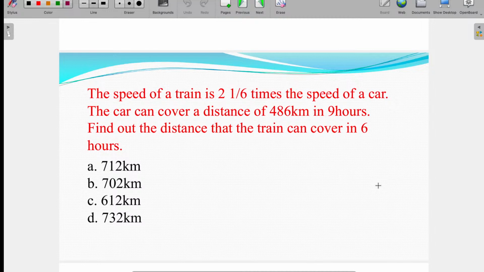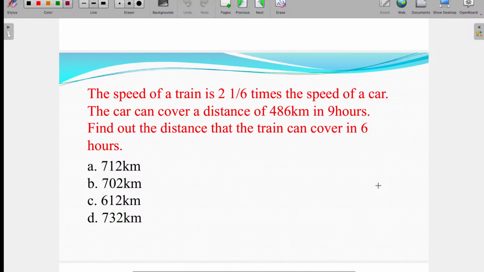The speed of the train is 1 by 6 times the speed of the car. The car can cover a distance of 486 km in 9 hours. Then find. Easy question, not so difficult a question. It is an easy question. Reply, all online students also, once.